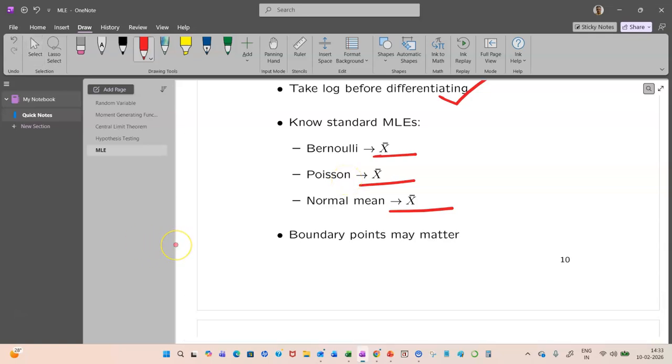Boundary points may matter. If it is truncated normal or truncated Poisson, if we play with the boundary points, then the MLE gets changed.